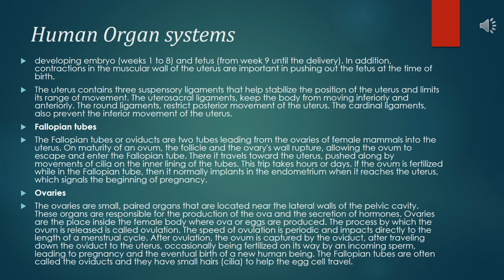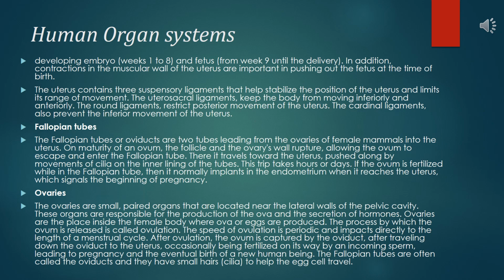Ovaries. The ovaries are small, paired organs that are located near the lateral walls of the pelvic cavity. These organs are responsible for the production of the ova and the secretion of hormones. Ovaries are the place inside the female body where ova, or eggs, are produced. The process by which the ovum is released is called ovulation. The speed of ovulation is periodic and impacts directly the length of a menstrual cycle.